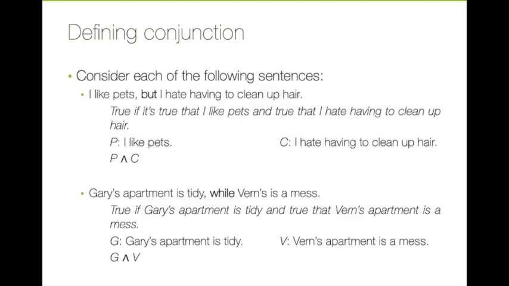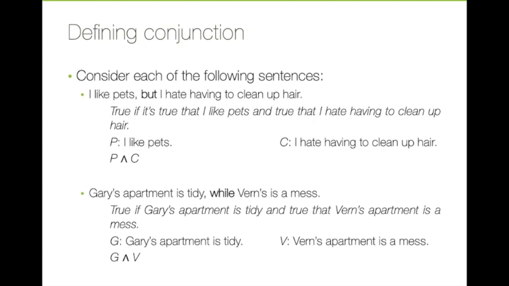Again, let's look at a few examples. The conjunction terms in each of these familiar examples will have slightly different connotations, as we've seen, but in each case, the whole sentence is true if and only if the 2 conjoined simple sentences are true. So if our statement is, I like pets, but I hate having to clean up cat hair, that's true if it's true that I like pets and true that I hate having to clean up cat hair.